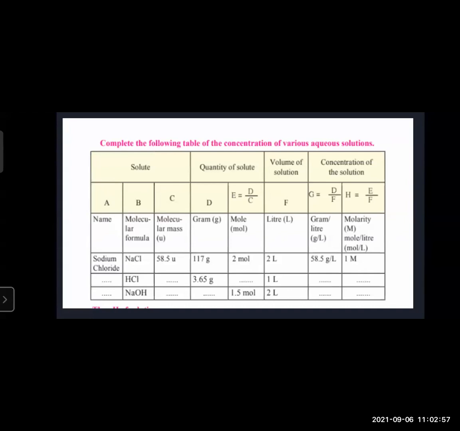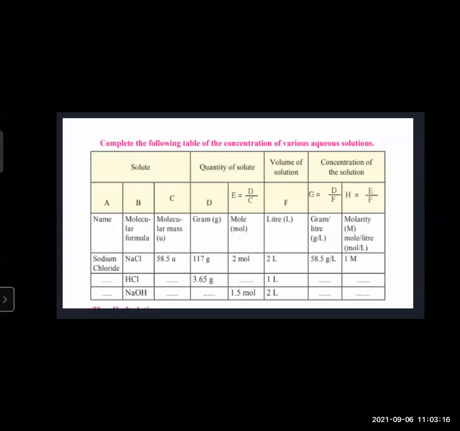And the molarity of the solution, or moles per liter, will be 1 mole. Likewise, another example is hydrogen chloride. The molecular mass of hydrogen chloride is 36.5. Likewise, you can calculate. Then this is sodium hydroxide.